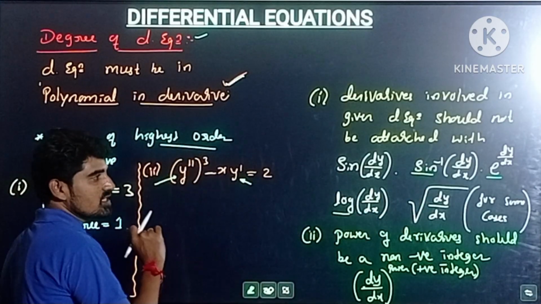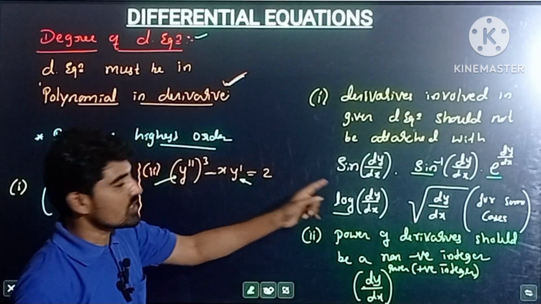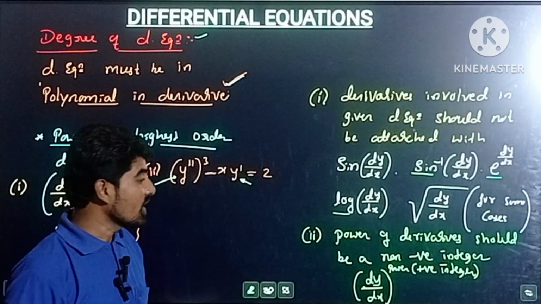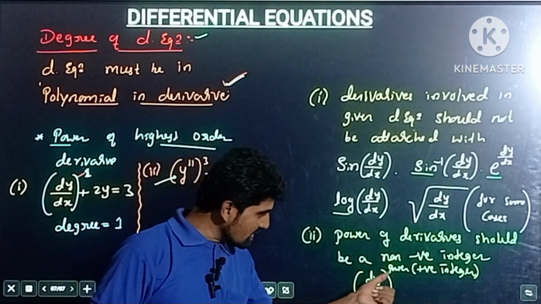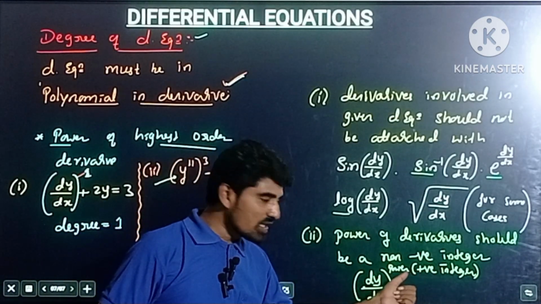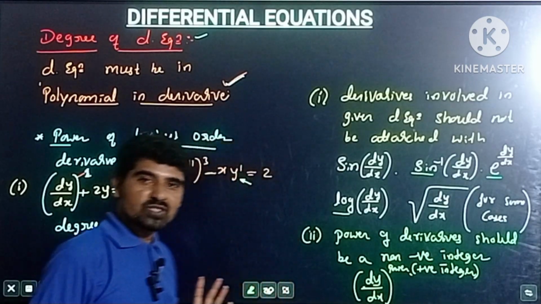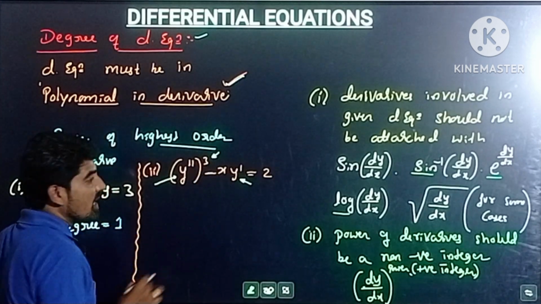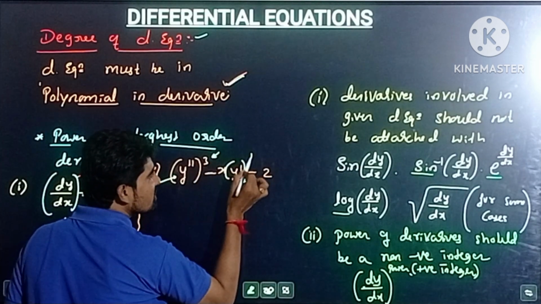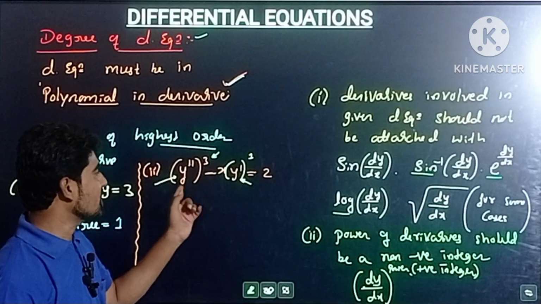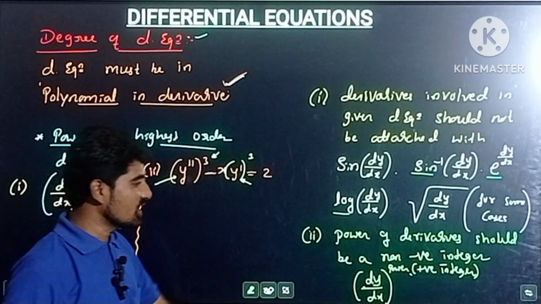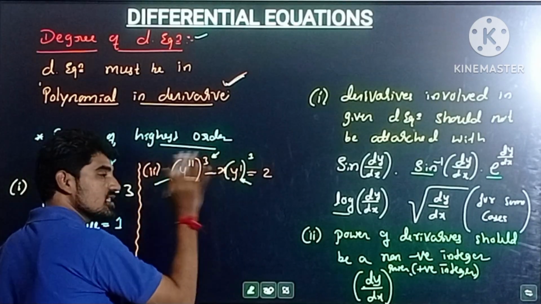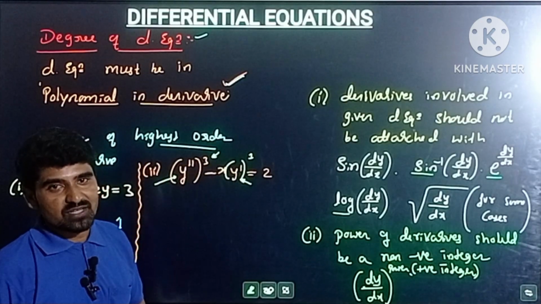It means this differential equation satisfies the first condition to say whether the given differential equation is polynomial in derivative or not. Now check the second condition. What is the second condition? The power of the derivatives involved in the differential equation should be a positive integer. Here the power of the second order derivative is plus 3 and the power of the first order derivative is plus 1. Therefore, the powers of the derivatives involved are non-negative integers and the second condition is also satisfied. It means this differential equation is polynomial in derivative.